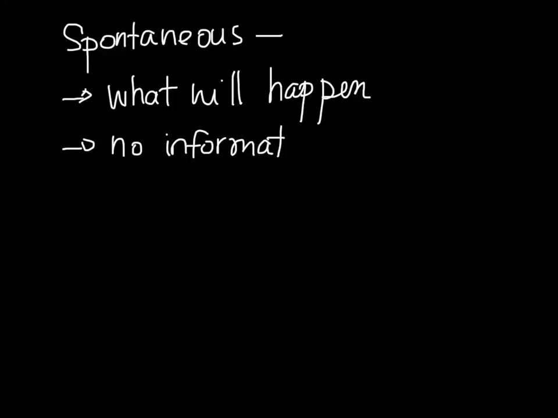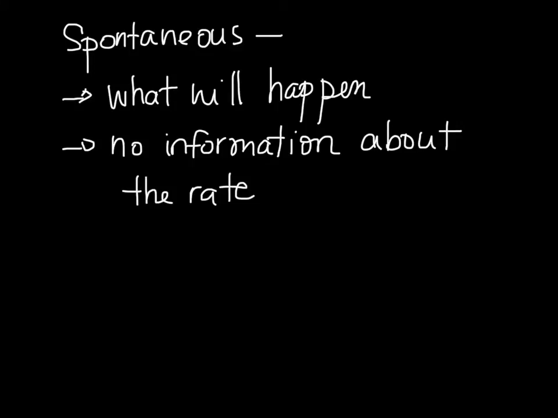So for example, diamond transforming to graphite is a spontaneous reaction, but the rate is so slow that we don't actually have to worry about it. So spontaneous, what will happen, this is the study of thermodynamics, and study of the rate, this is what we would call kinetics.